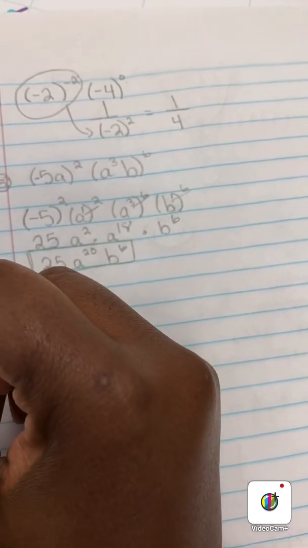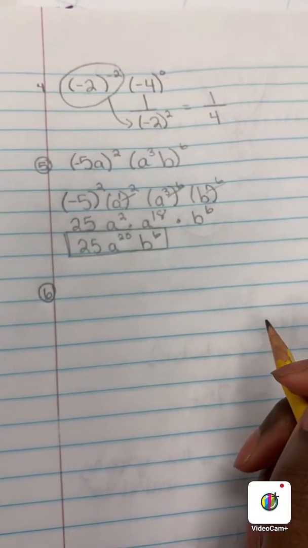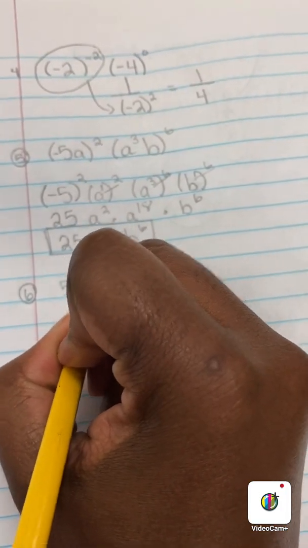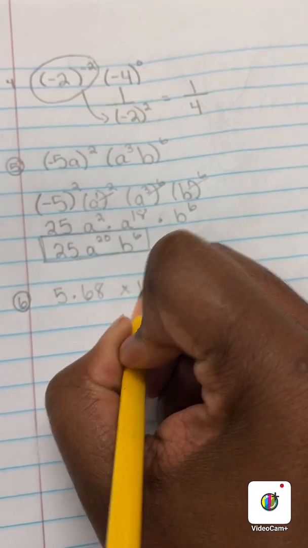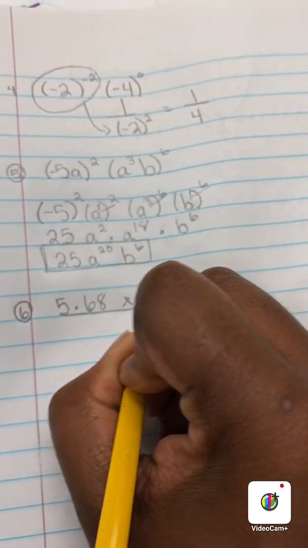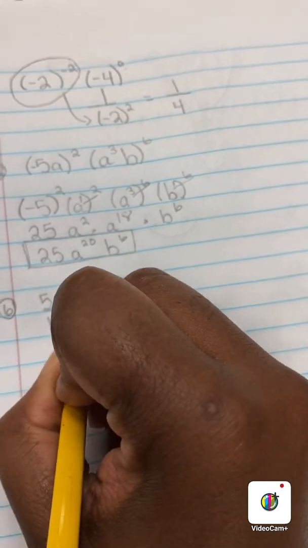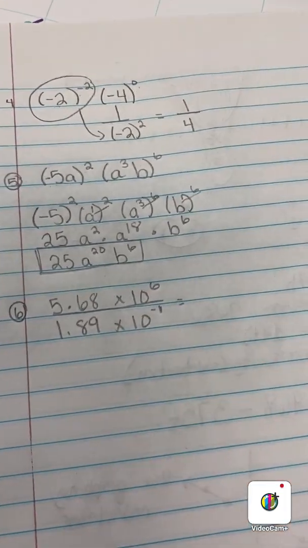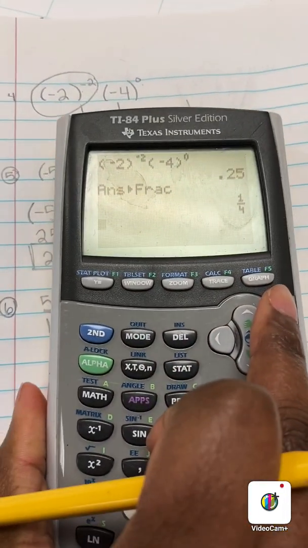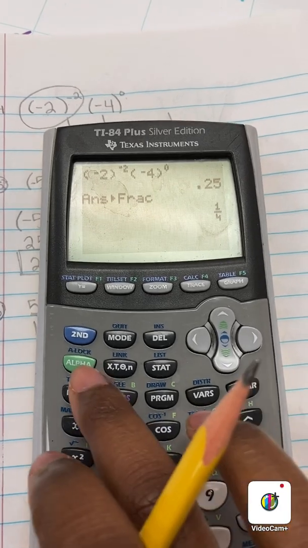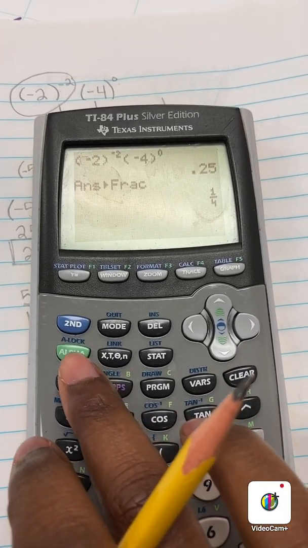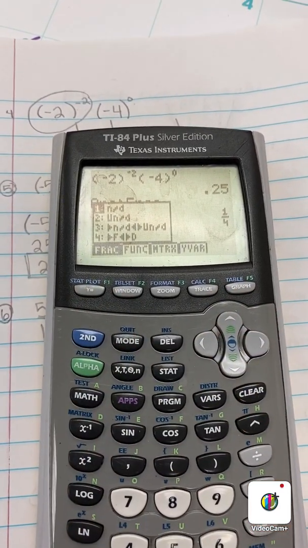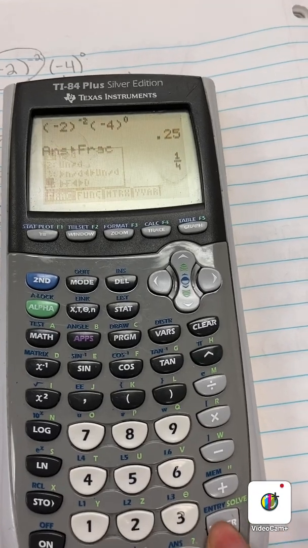Number 6 is scientific notation. We are also going to put this one in our calculator as well. So we have 5.68 times 10 to the 6th divided by 1.89 times 10 to the negative first power. So what I'm going to do is use my fraction bar on the calculator, and if I press alpha, y equals, that gives me numerator over denominator, and I'm going to use that.